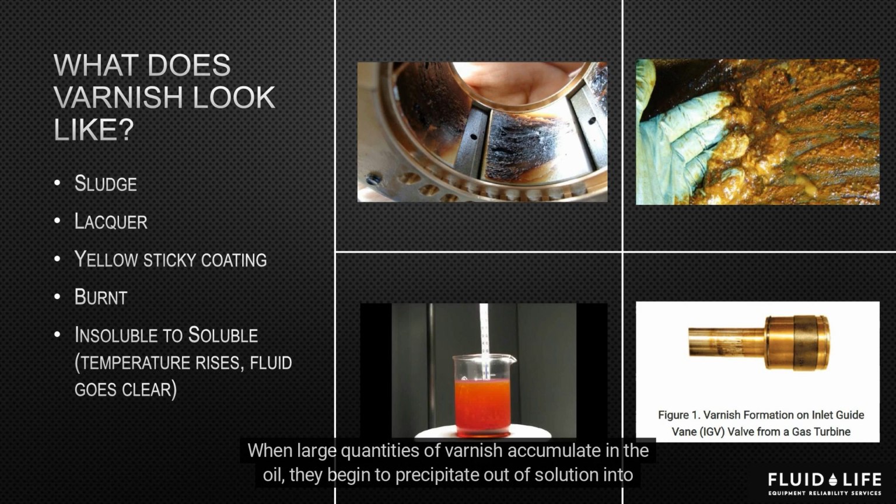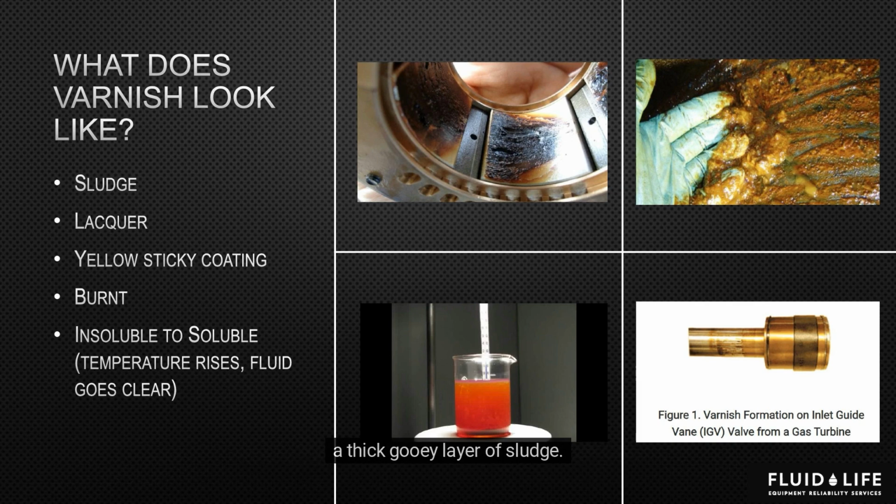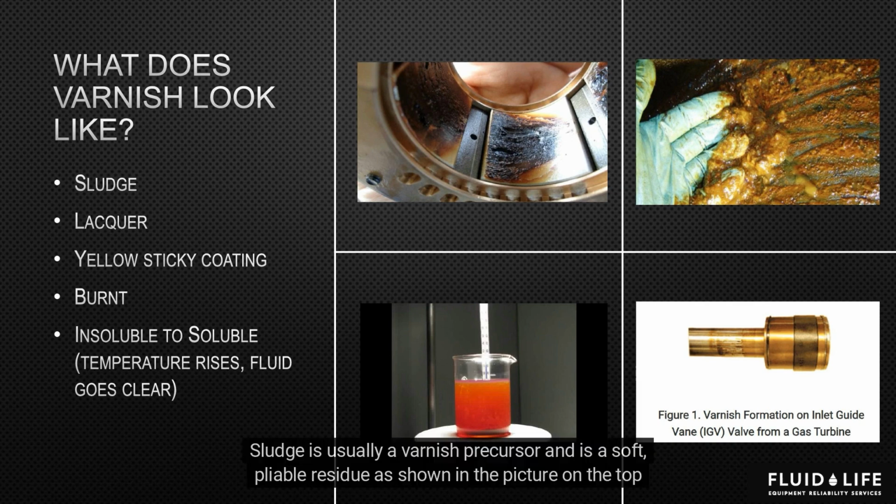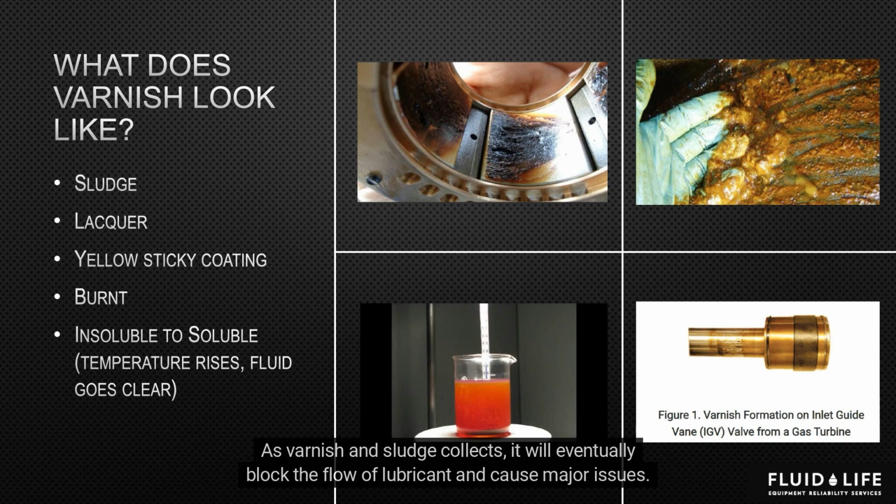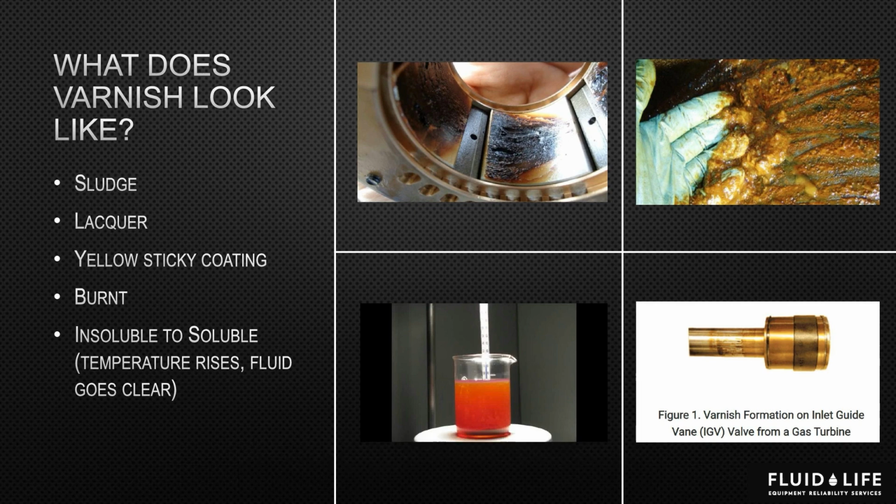When large quantities of varnish accumulate in the oil, they begin to precipitate out of solution into a thick, gooey layer of sludge. Sludge is usually a varnish precursor and is a soft, pliable residue, as shown in the picture on the top right. The term varnish often refers to both sludge and varnish, and are the result of lubricant degradation. As varnish and sludge collects, it will eventually block the flow of lubricant and cause major issues.